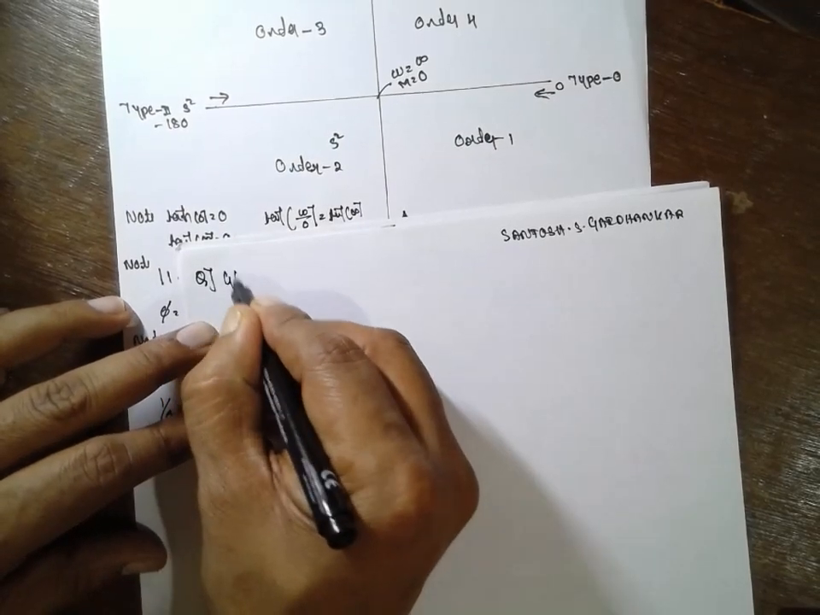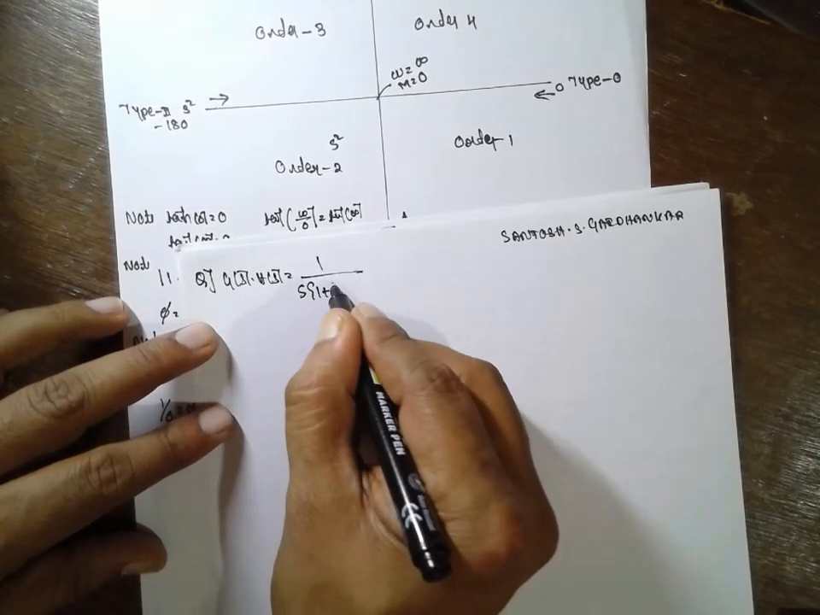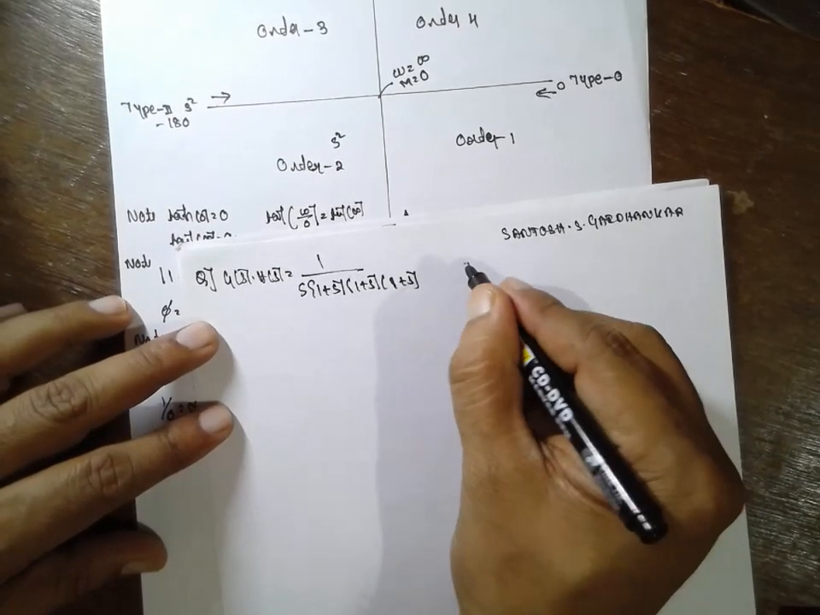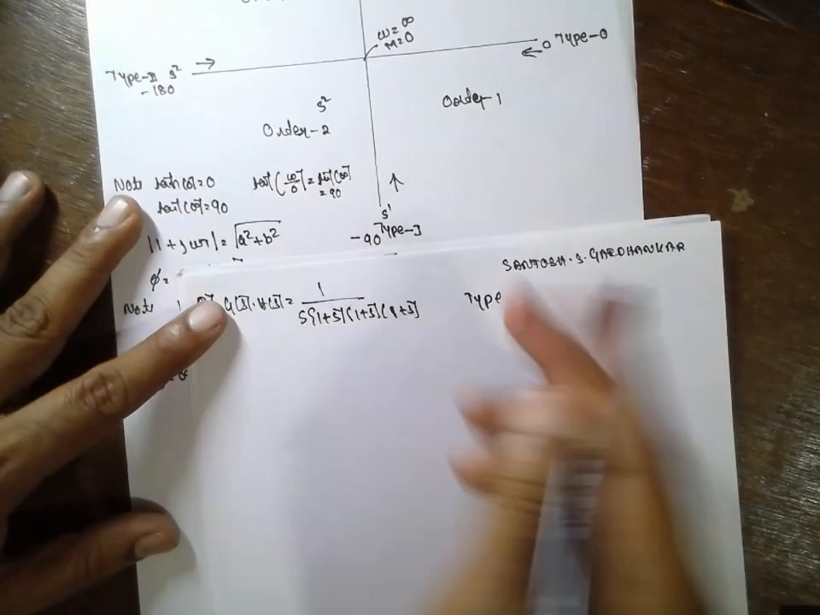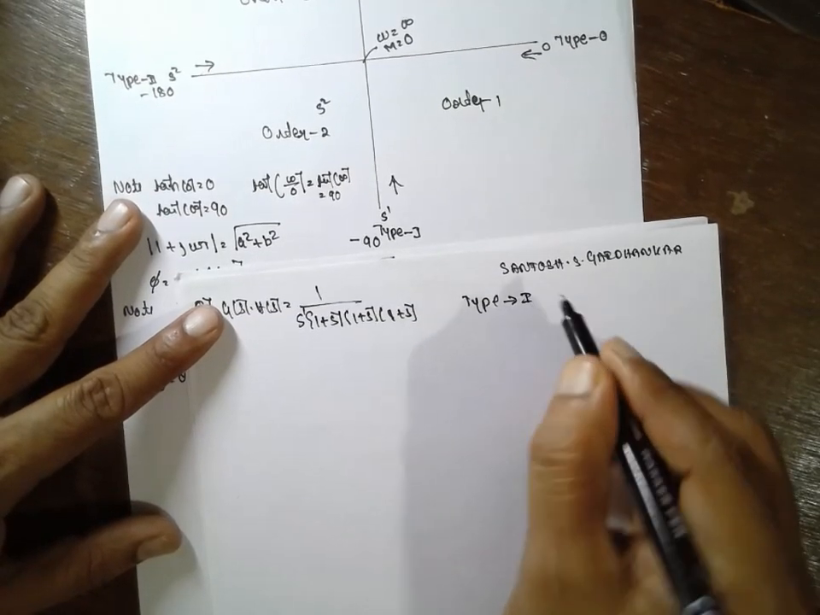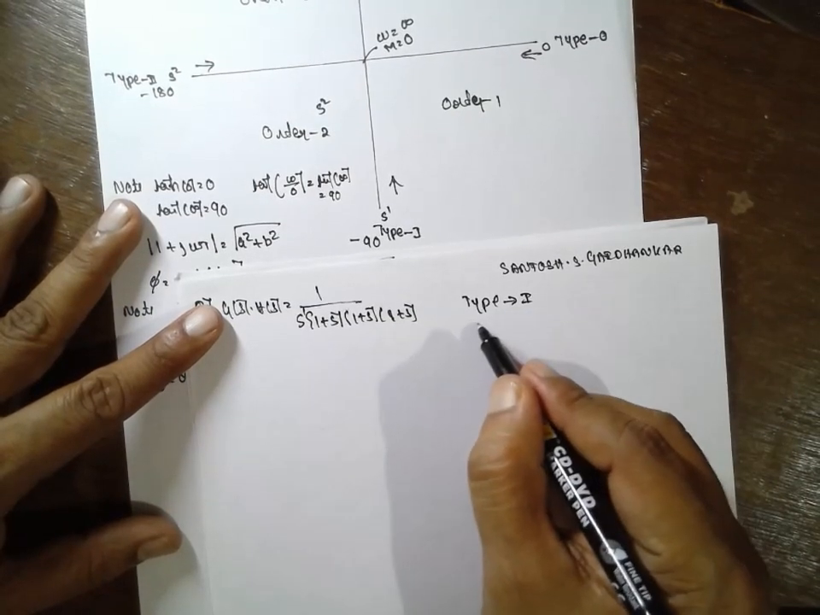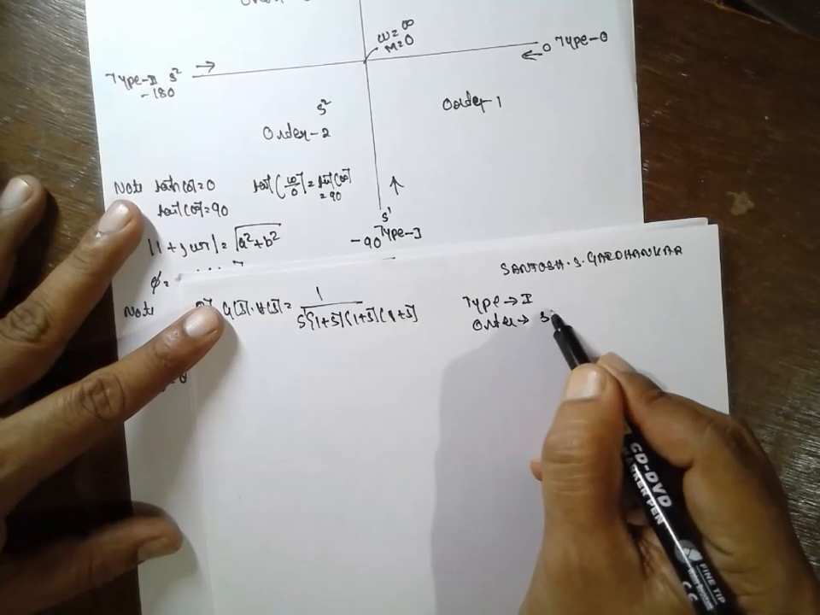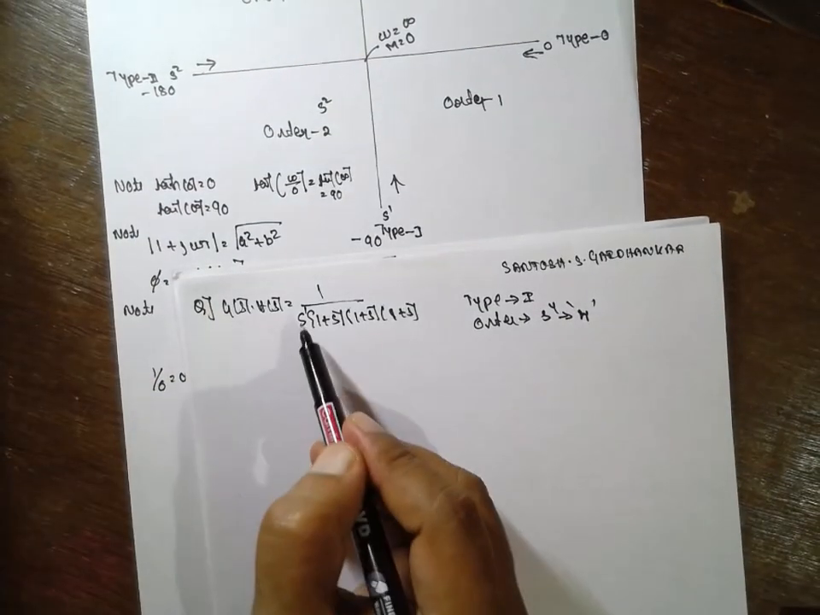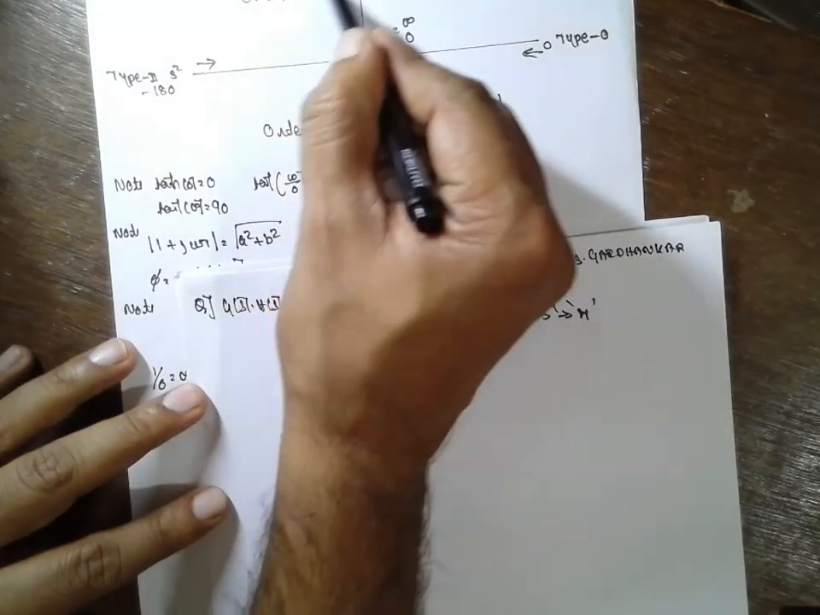Third case: Q is equal to G(S) into H(S), which is equal to 1 divided by S (1 plus S)(1 plus S)(1 plus S). Here the type is nothing but the number of poles at the origin. There is 1 here, therefore type 1. What about order? If you multiply, it becomes S raised to 4, therefore order 4.